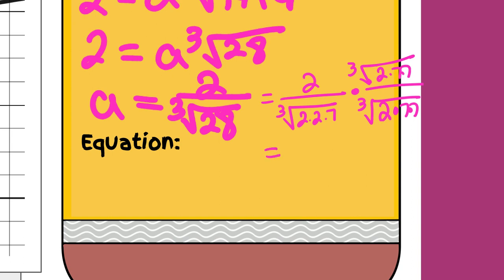So on top, does this not equal 28? It does. This is what I need. My goal is to get the radical off the bottom. How many 2's do I have on the bottom now? I have 3. How many 7's do I have on the bottom now? Which means I get to pull out 2 times 7 and the radical's off the bottom.